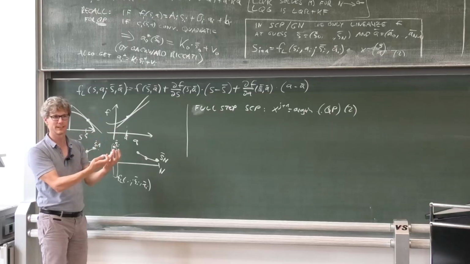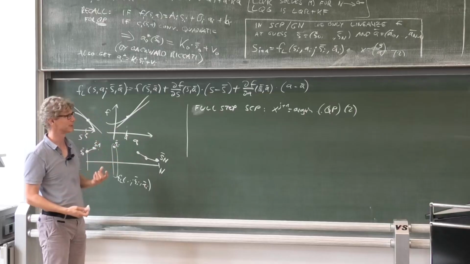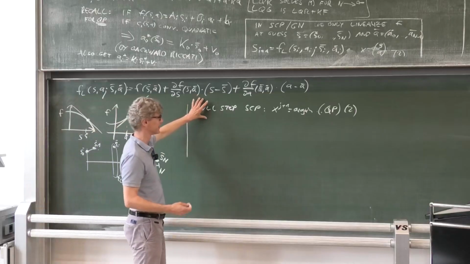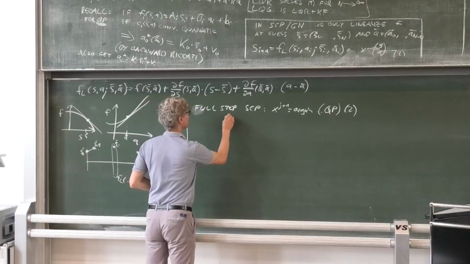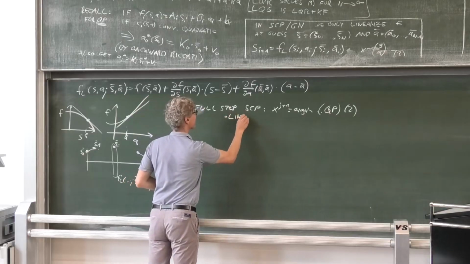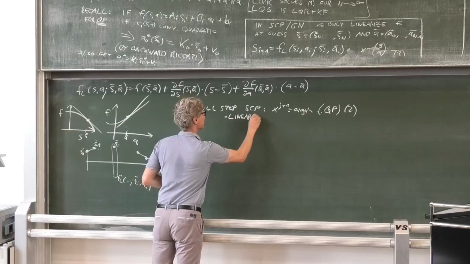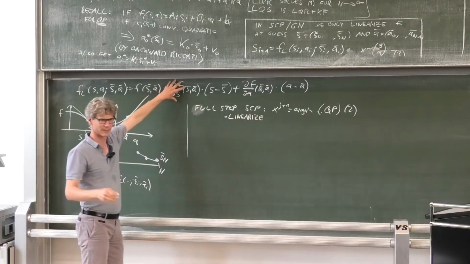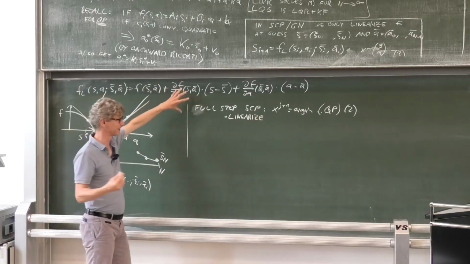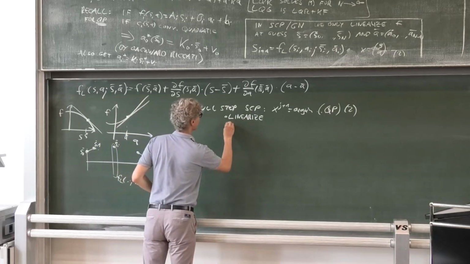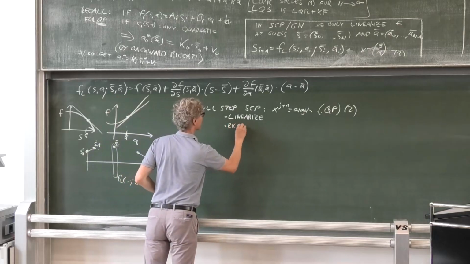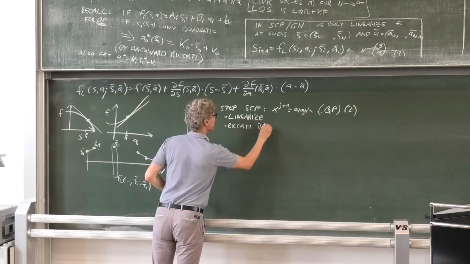There we linearize again. We get the same QP, and so what does full step SCP need? It needs linearization first. Linearize. So we need to compute these matrices. That's sometimes very costly. That's why I say it. Second thing is Riccati forward, Riccati backward. So we need this backward sweep.